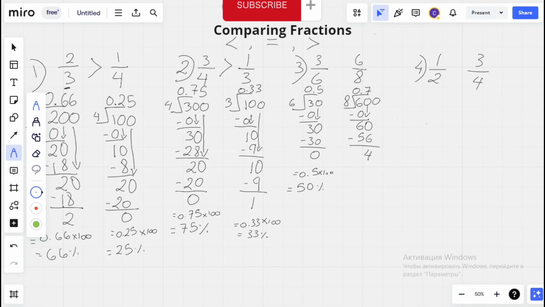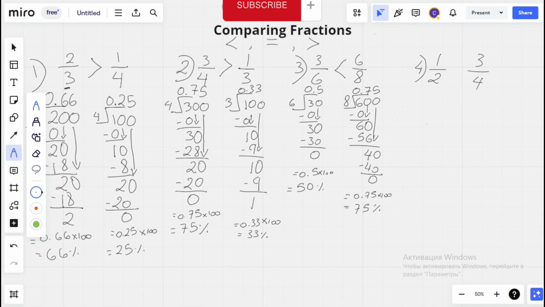Is it finished yet? No, it's not. So we bring down another 0 equals 40. And then 5 times 8 will give us 40, which is 0. Now 0.75 times 100 equals 75%. Now which one is bigger, 50% or 75%? We're gonna go with 75%. Now let's do the last one.